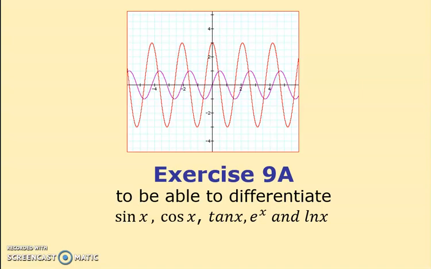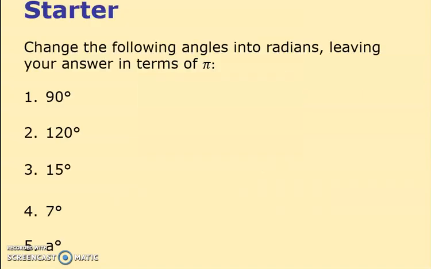At exercise 9a, looking to differentiate a variety of different functions, some of which you've seen before, but definitely it's new stuff. So let's have a look at this. First of all, a couple of starters for you. You're meant to be able to convert these angles, so perhaps you might want to just remind yourselves how to do this. You're going from degrees into radians, so see if you can remember how to do that.